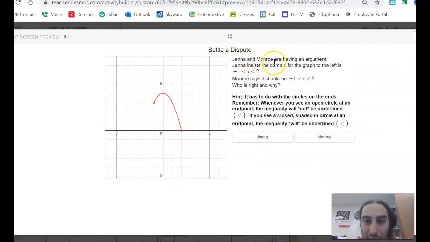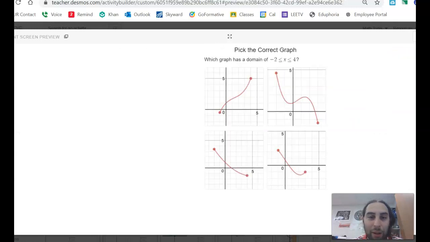So it says Jenna and Monroe are having an argument. Jenna insists that the domain of the graph to the left is -1 to 2, no underlines. Well, check it out. The left side should be not underlined, but on the right side, there should be an underline, right? Monroe says it should be this. Hey, Monroe, you're right. Make sure you've clicked on Monroe's name, okay? Jenna is wrong, and yeah, moving on.